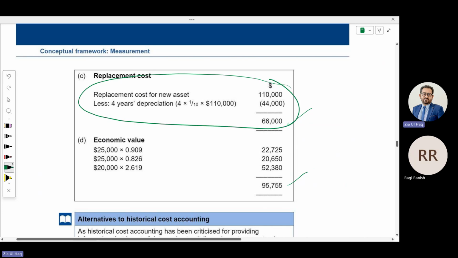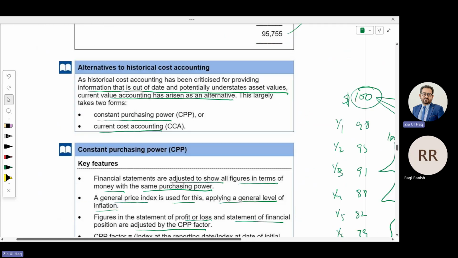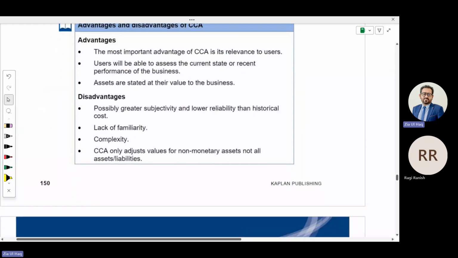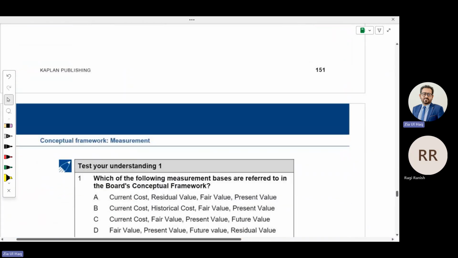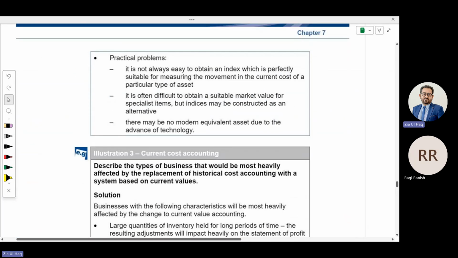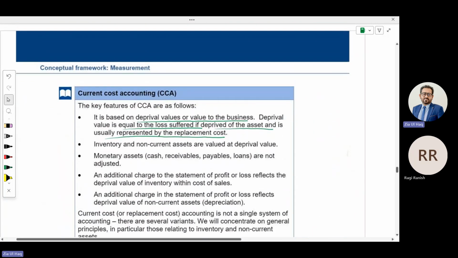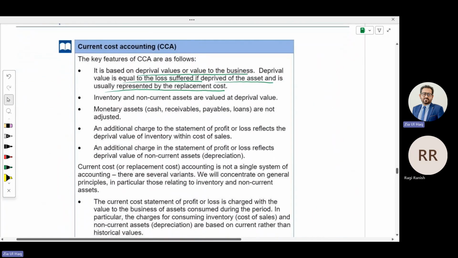That's current cost. This is the replacement cost model. So what's the difference? The replacement cost method is the same as what is named the current cost method. Two names of the same thing. Current cost and replacement cost have the same meaning. Inventory and non-current assets are valued at deprival value, the current market value. Monetary assets, cash, receivables, payables, loans are not adjusted. An additional charge to the statement of profit or loss reflects the deprival current value of inventory within cost of sales.